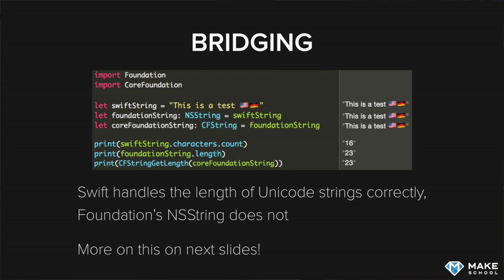And all of these I can basically use interchangeably, and I can assign any of these variables to each other. I can bridge all of these strings between the different types. One interesting difference between Swift strings and the Core Foundation and Foundation strings is that the Swift strings are really good at working with emojis. And you can see that when you look at the length of these strings.